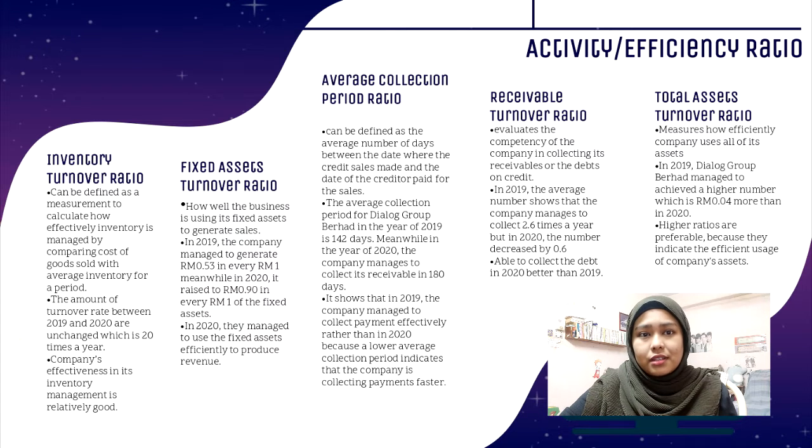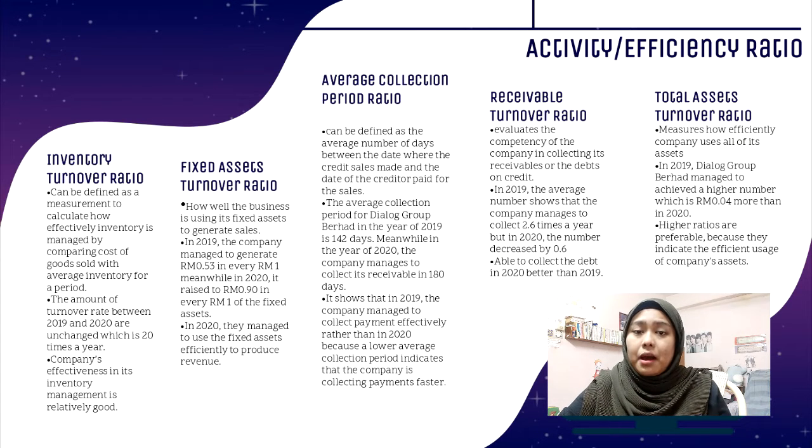To conclude, the activity ratio is a measurement that any company can use to indicate how efficiently a company operates in using its capital or assets. From the calculation of the ratios in the year of 2020, Dialog Group Berhad managed to collect debt faster than in the year of 2019, but in other departments, 2019 has more useful engagement with the capital and assets.